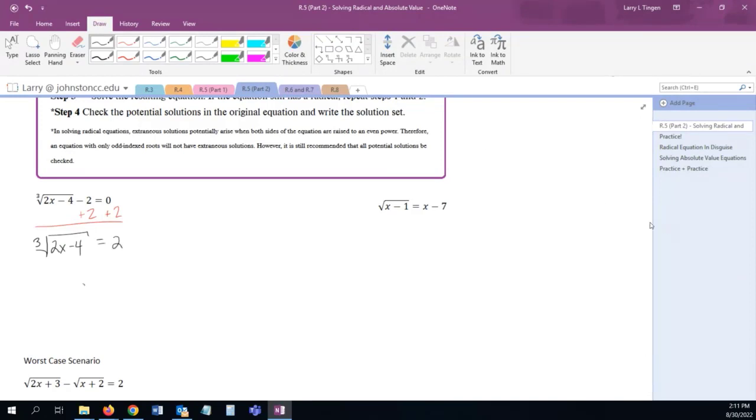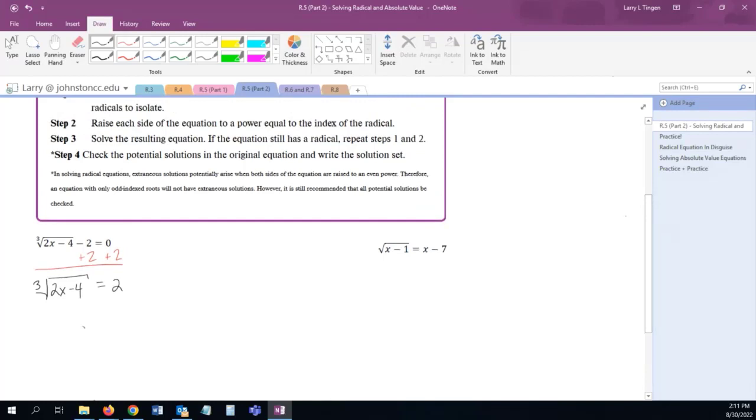Next step is raise each side to the power that matches the index. This is a cubed root, so to get rid of a cubed root, I need to raise this to the third power. If I do it to the left, I have to do it to the right. When you raise a root to its matching power, you just get the radicand, which is what's under the radical. And on the right, 2 cubed is 8. And now it's a linear equation.